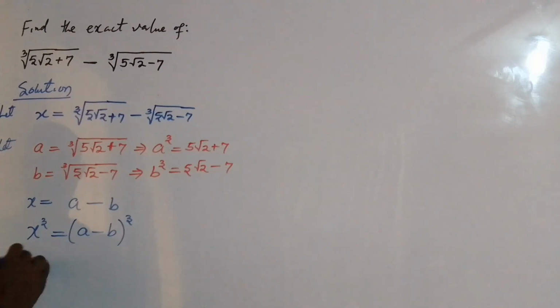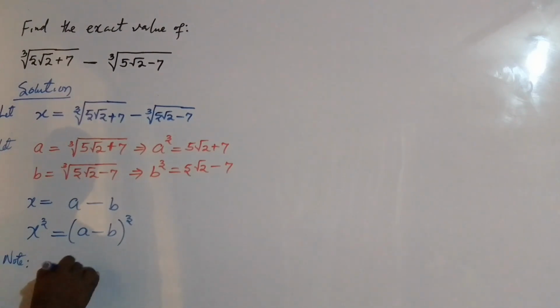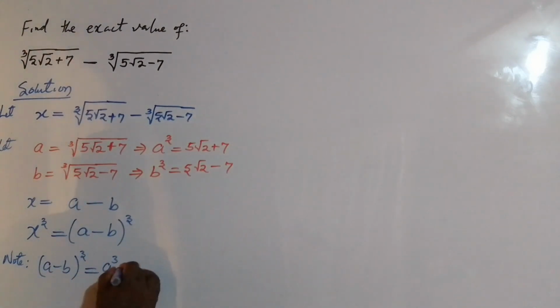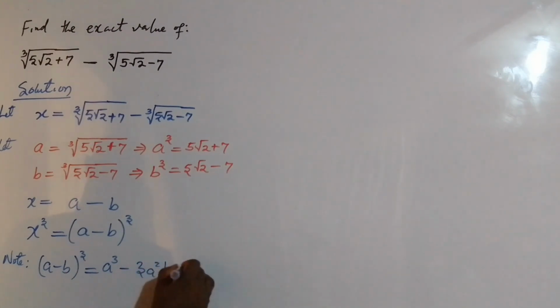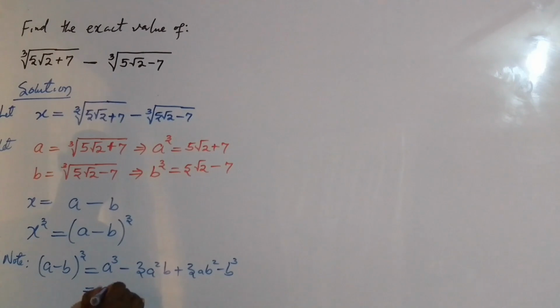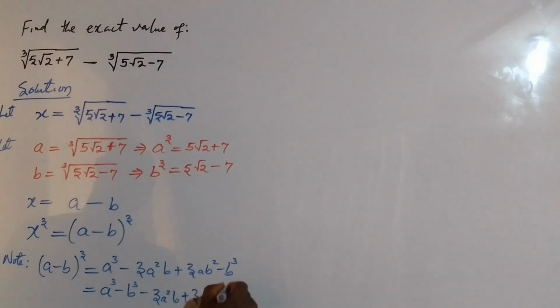Note that a minus b cubed is the same thing as a cubed minus 3a squared b plus 3ab squared minus b cubed. And so I can rewrite this as a cubed minus b cubed minus 3a squared b plus 3ab squared. All right, so, having agreed on this, I'm going to go ahead and rewrite the equation.